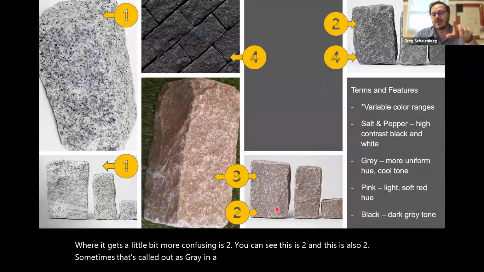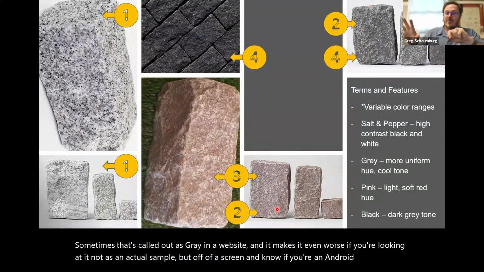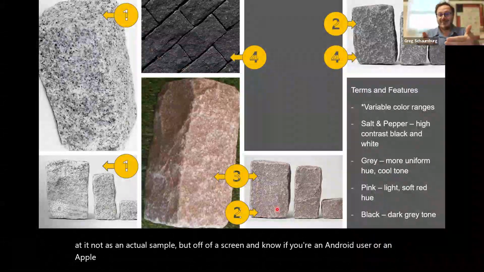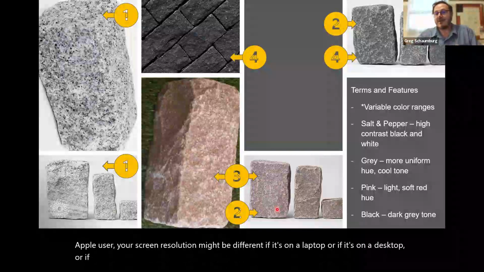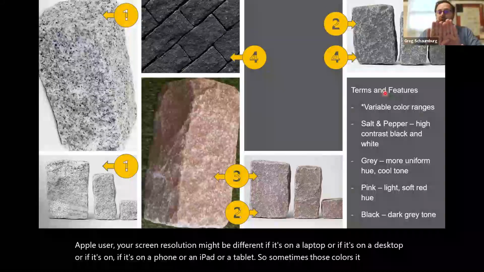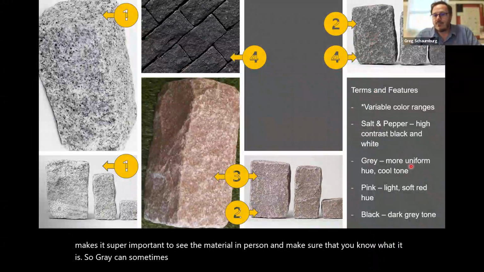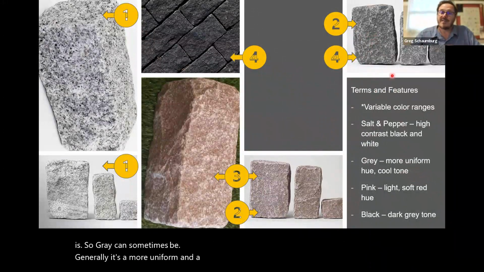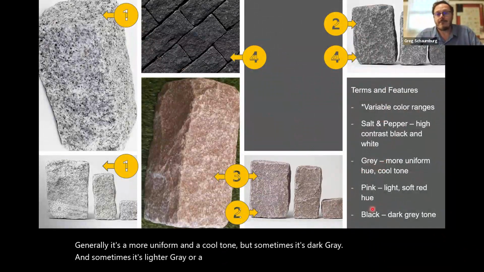And it makes it even worse if you're looking at it not as an actual sample, but off of a screen. If you're an Android user or an Apple user, your screen resolution might be different if it's on a laptop or a desktop or a phone or an iPad or a tablet. So it makes it super important to see the material in person and make sure that you know what it is. So gray is generally a more uniform and cool tone, but sometimes it's dark gray and sometimes it's lighter gray or a different color altogether.